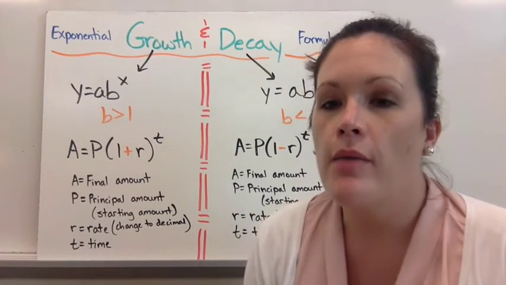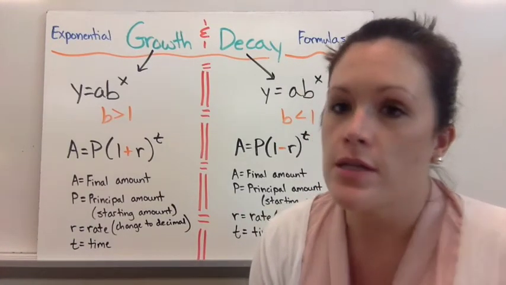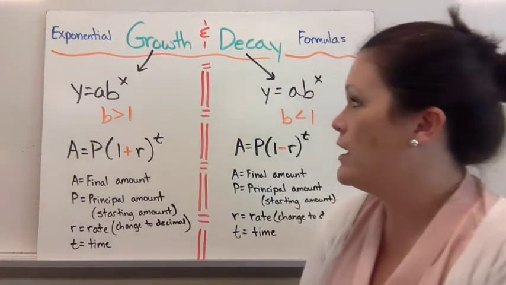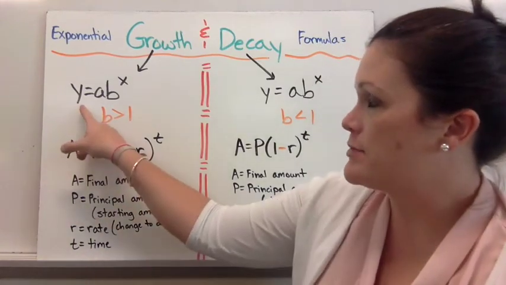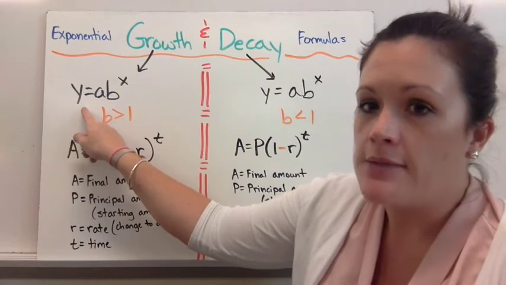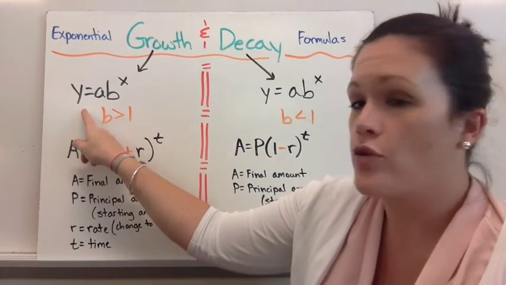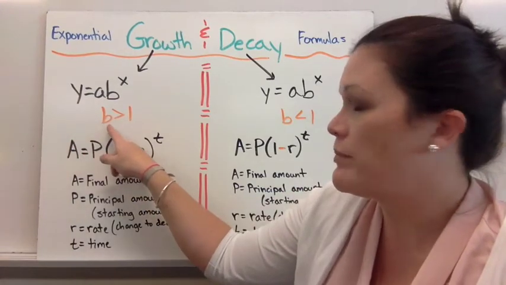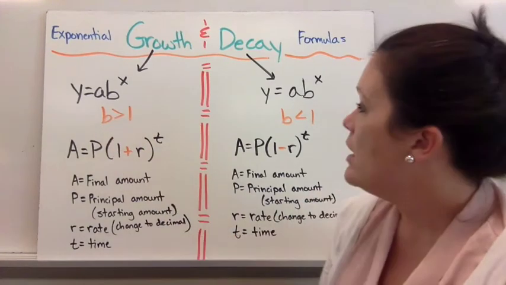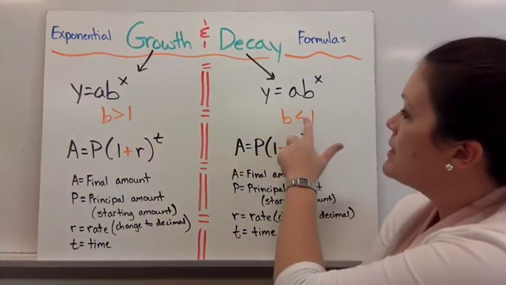Let's talk for just a minute about the growth and decay formulas. They're exponential growth and decay. So we look at the basic exponential form, y equals a times b to the x power. For growth formulas, this one is where b is greater than 1. And for decay, b would be less than 1.